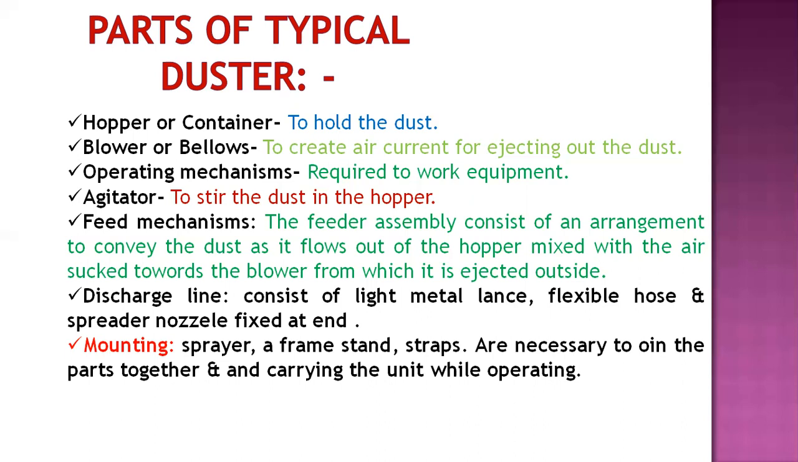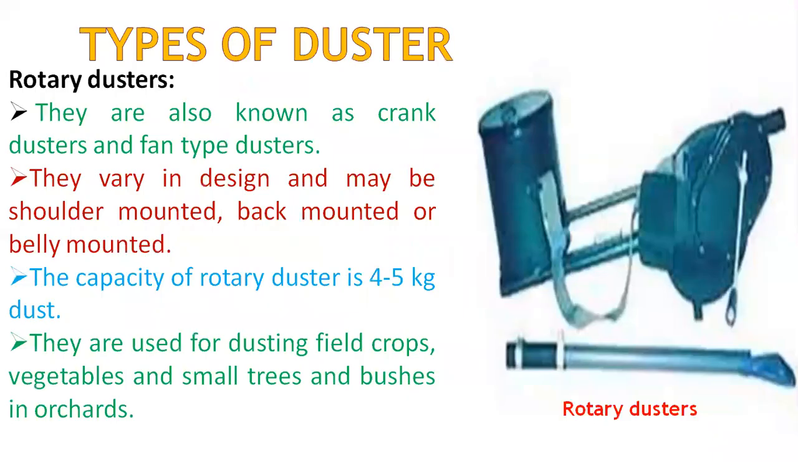So these are all the parts of the dusters. Please read all this. Now, what are the different types of dusters? Let's see first the rotary duster. The rotary duster is also called the crank duster or hand-type duster. They vary in design and may be shoulder mounted, back mounted, or belly mounted. The capacity of this rotary duster is 4 to 5 kg of dust, and it encloses the fan gear with the hand crank and the hopper holding the dust.